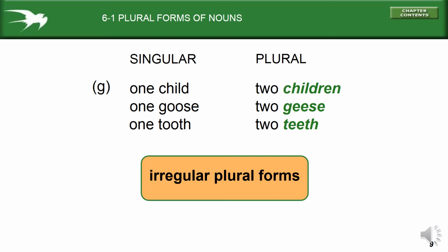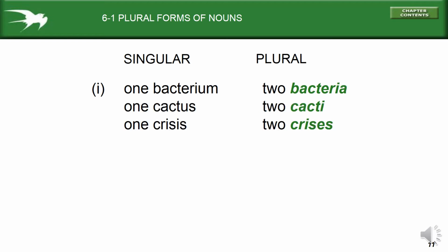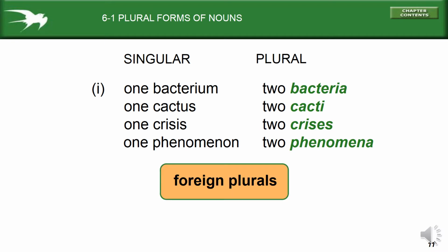Set G shows us that there are irregular nouns that take irregular plural forms, and you must have an idea about these irregular nouns. As you can see here also, we have another set of irregular nouns where the singular form is the same as the plural form. Also, as you can see here in I, there is a set of irregular nouns ending with foreign plurals. These are to be memorized.